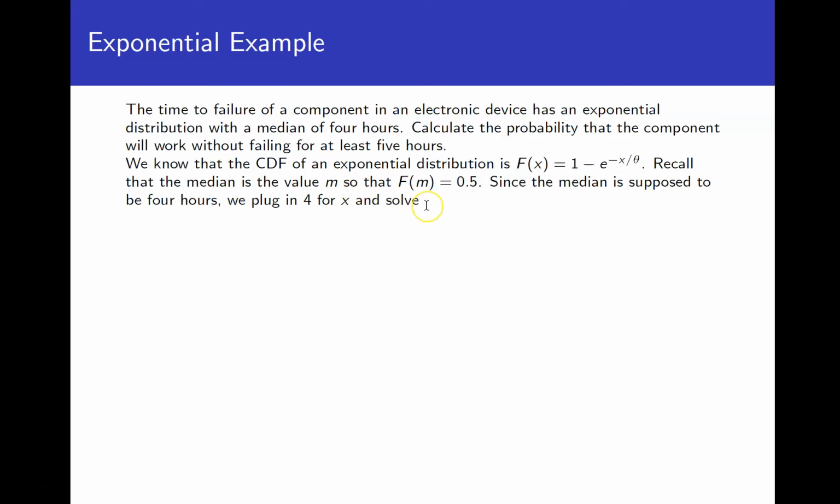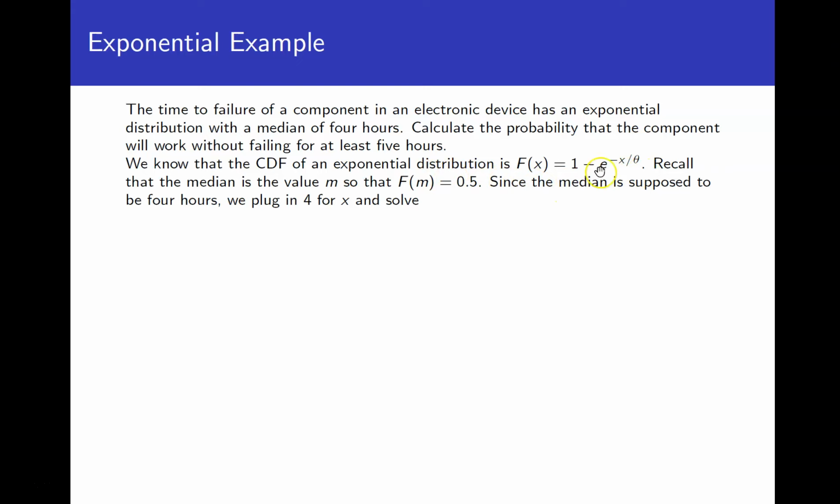Remember, for the median, it's the value at which the cumulative distribution function is equal to 0.5. It's the value that splits the distribution in half. Half are below, half are above. The cumulative distribution gives you the probability that you're below a certain point. So it's the value you plug in to get 0.5, so half of it is below.